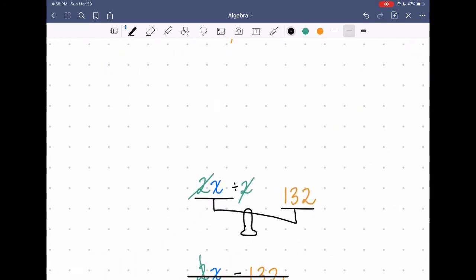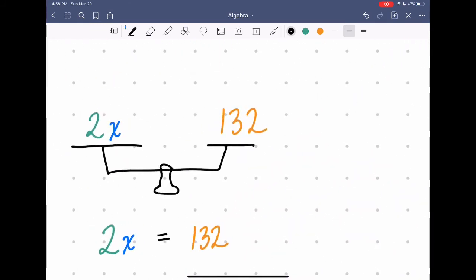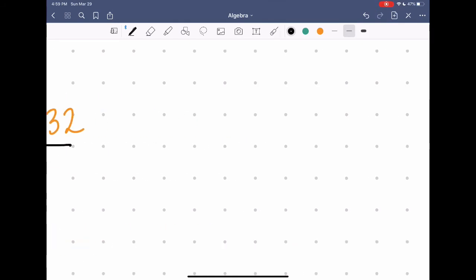Let's try another one. 2x is equal to 132. Okay, but we want to solve for x. So we have to get rid of the other thing that's on the scale with the x. So I'm going to get rid of that 2. Now, how do I get rid of that 2? I have to think about what that 2 means. That means 2 times x. So instead of multiplying by 2, I'm going to divide by 2.